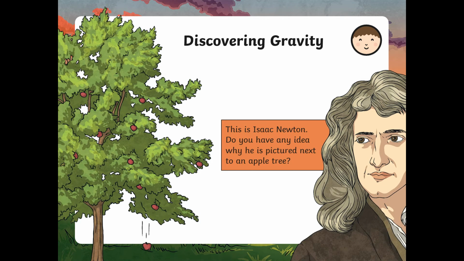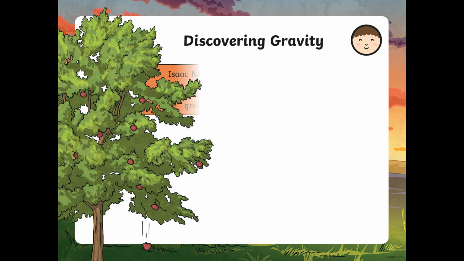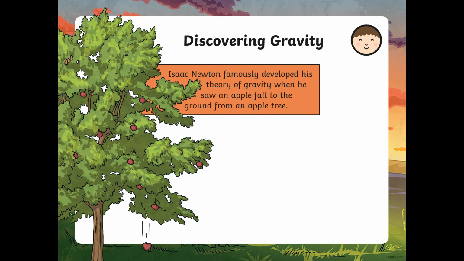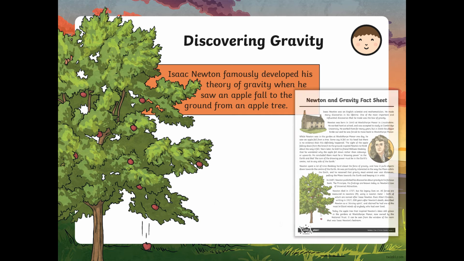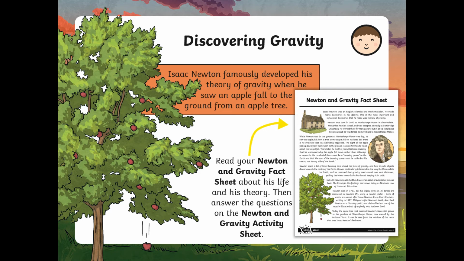Now this, the picture from the beginning, is Isaac Newton. Do you know why he's pictured next to an apple tree? If you've read the fact sheet, you'll be ahead of the game here, because he famously developed the theory of gravity when he saw an apple fall to the ground from an apple tree. Now is the time when I want you to pause the video and find your fact sheet to read about him, and then do the questions on the gravity activity sheet.